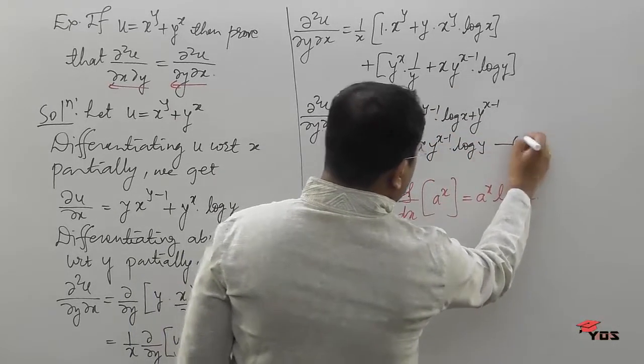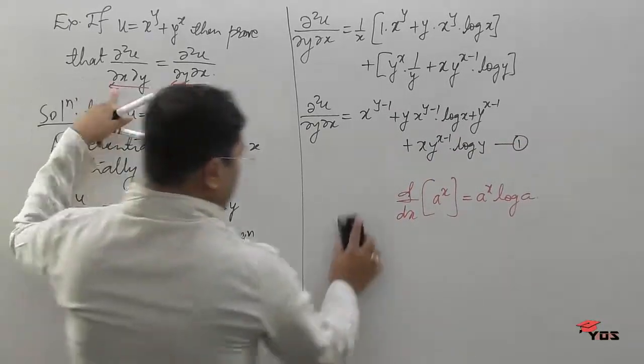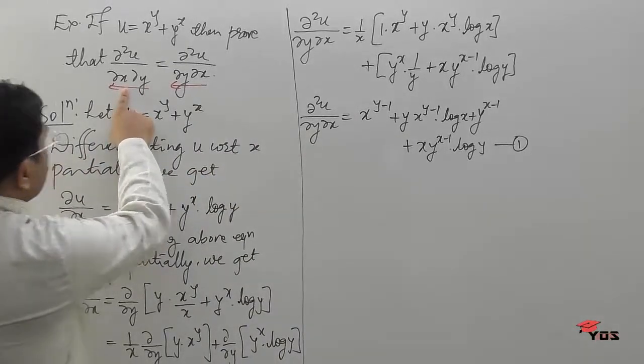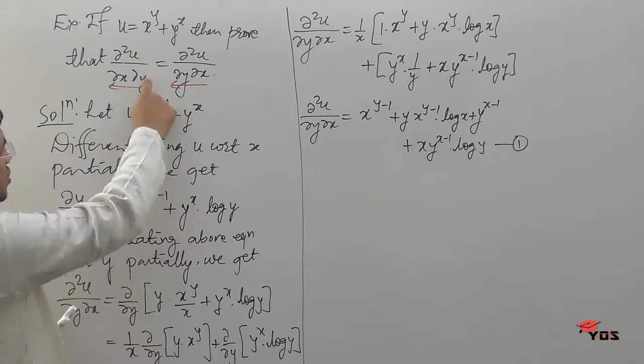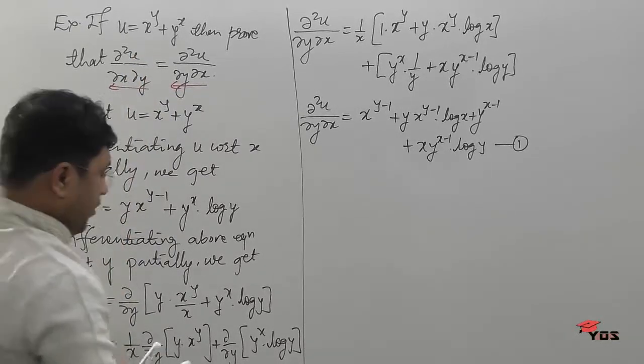So let this be equation 1. Now we have calculated this side. Now let us calculate this side. If we want to calculate this side, what we have to do is find the derivative of u with respect to y first. So we have to differentiate this u with respect to y first.